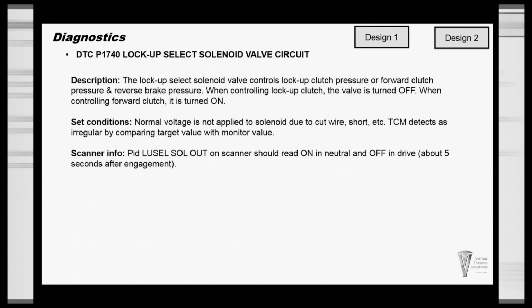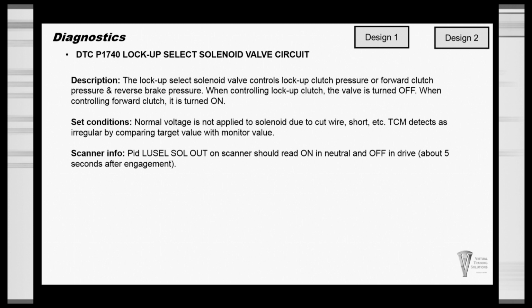Alright, so DTC P1740 Lockup Select Solenoid Valve Circuit. The Lockup Select Solenoid Valve controls lockup clutch pressure and/or forward clutch pressure and reverse brake pressure. So when you have a problem with the Lockup Select valve, you're going to have some engagement issues forward and reverse, and no lockup.